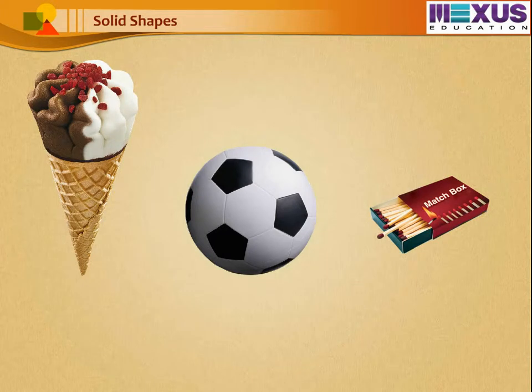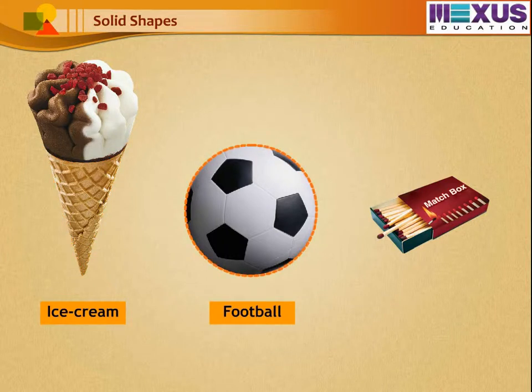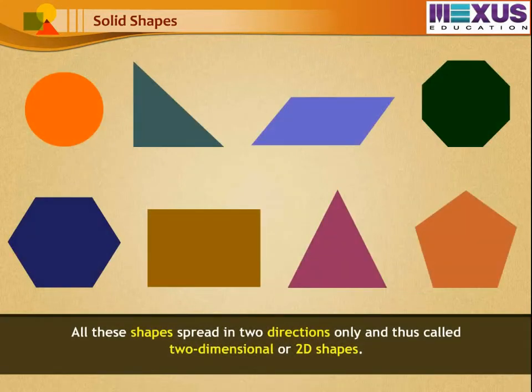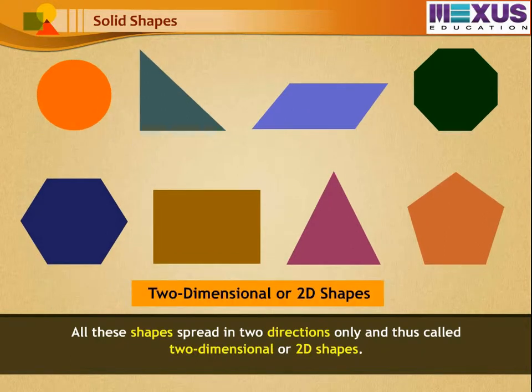We see so many objects with different shapes in our day-to-day life. For example, ice cream cone has triangle shape, football has circle shape, and matchbox has square shape, and so on. All these shapes spread in two directions only, and thus called two-dimensional or 2D shapes.